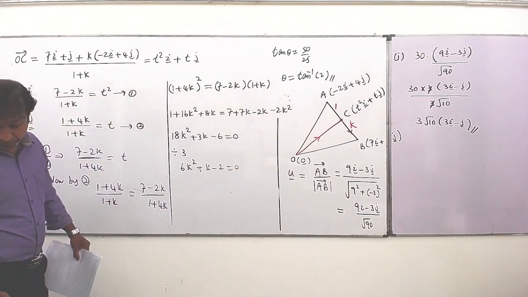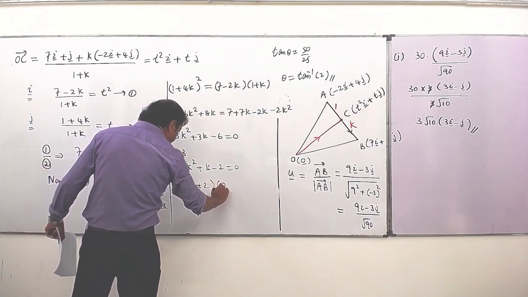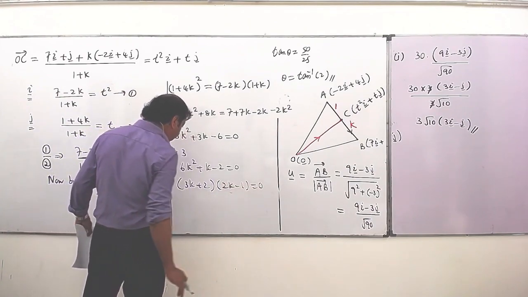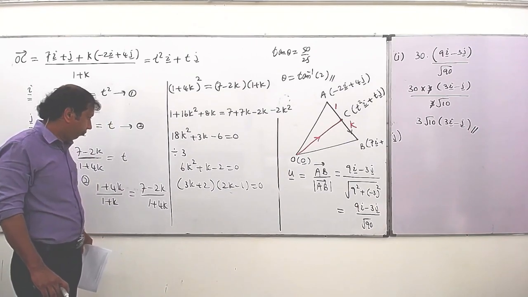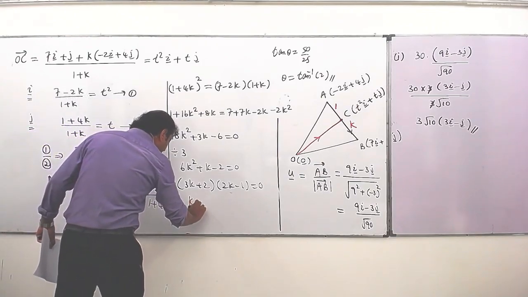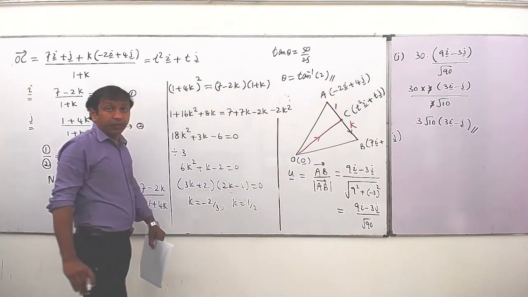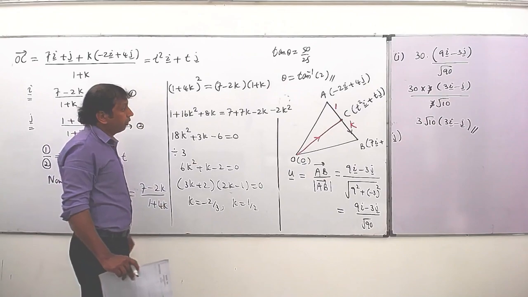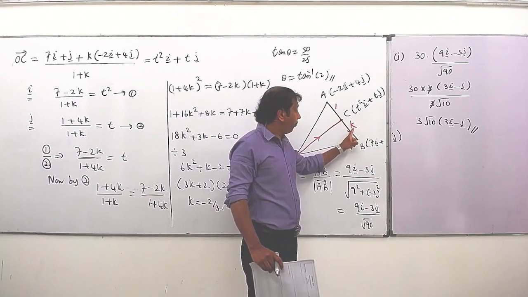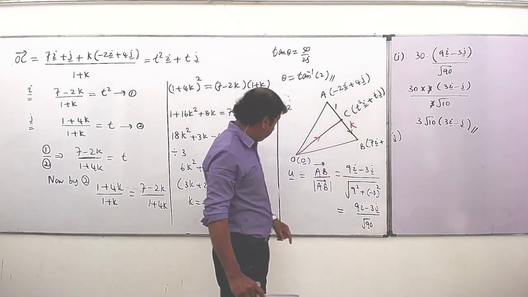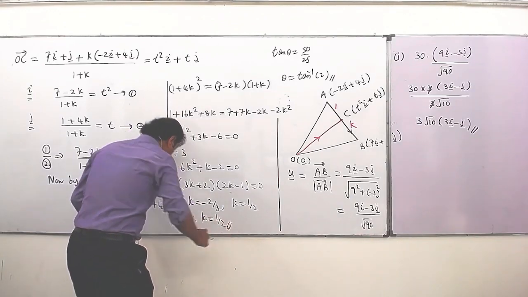Right, factorize this. We get the factors 3k plus 2, 2k minus 1. 3k plus 2, 2k minus 1 equals 0. Correct, no? Right, so then we get k equals minus 2/3, k equals half. This k equals minus 2/3 is impossible because the point C lies between A and B, no? As long as the point C lies between A and B, this ratio k should be a positive value. So therefore, this we reject. So therefore, k is half.